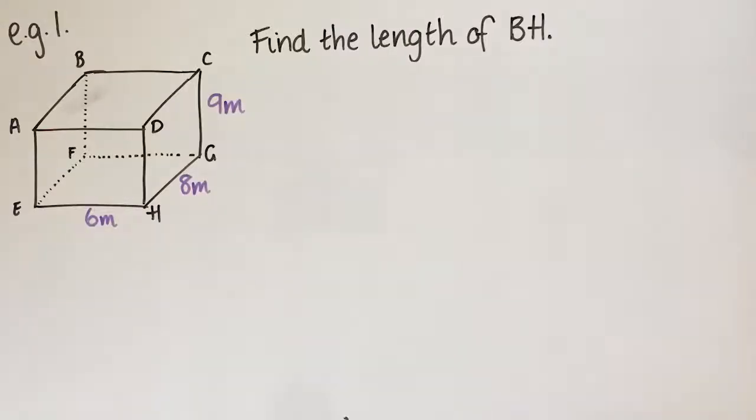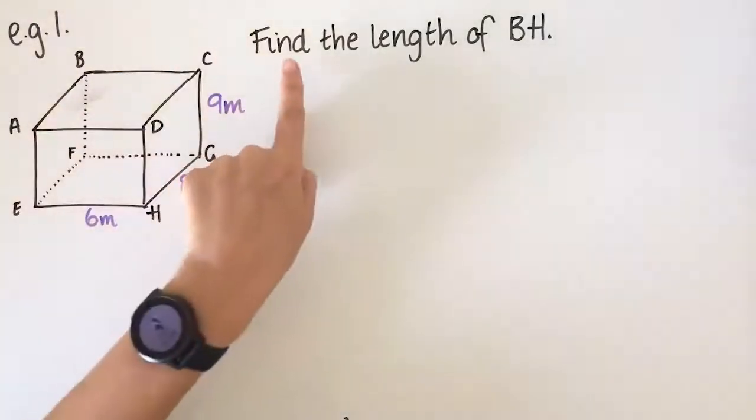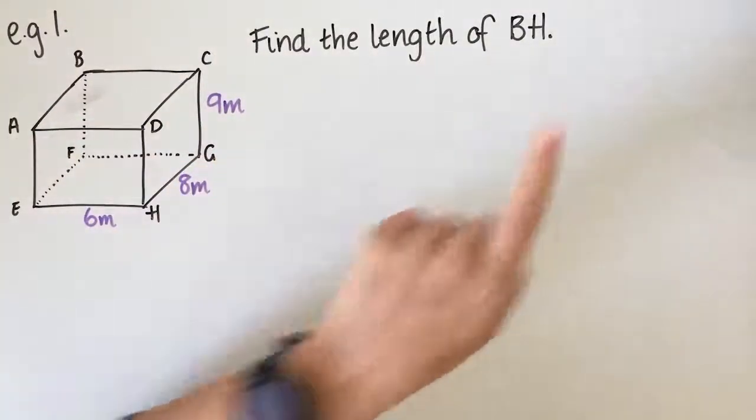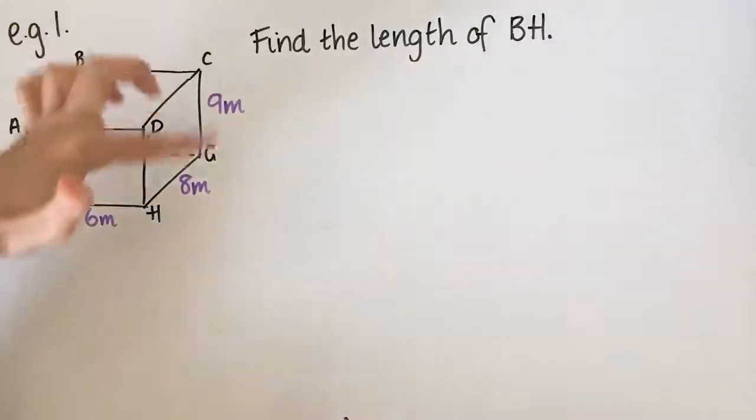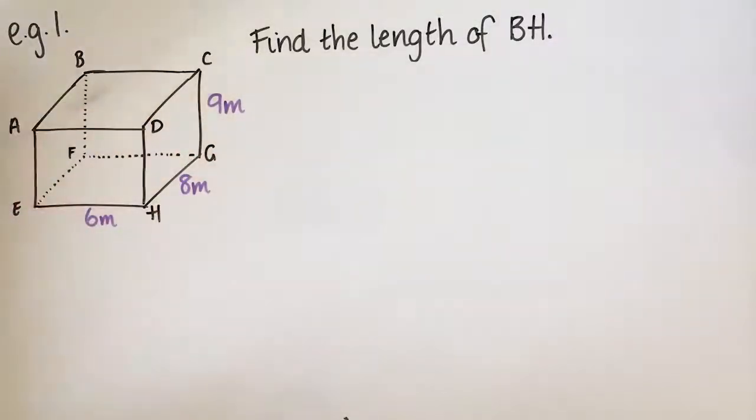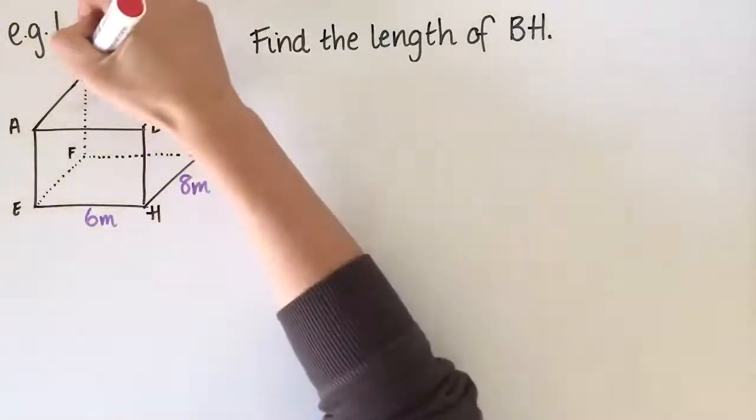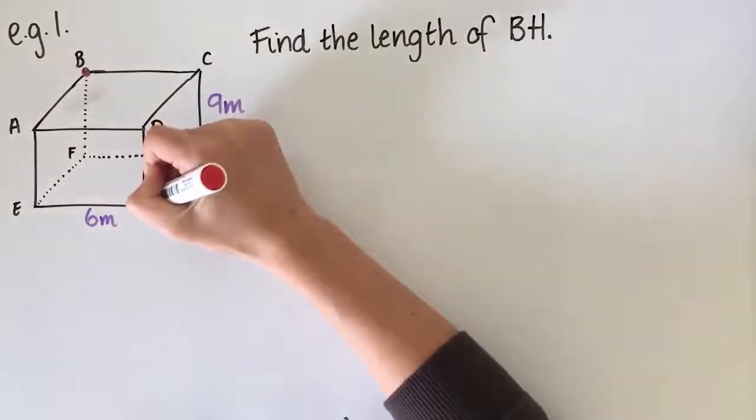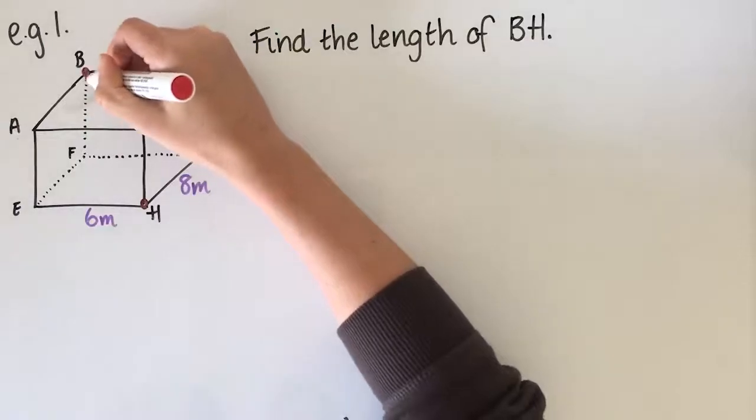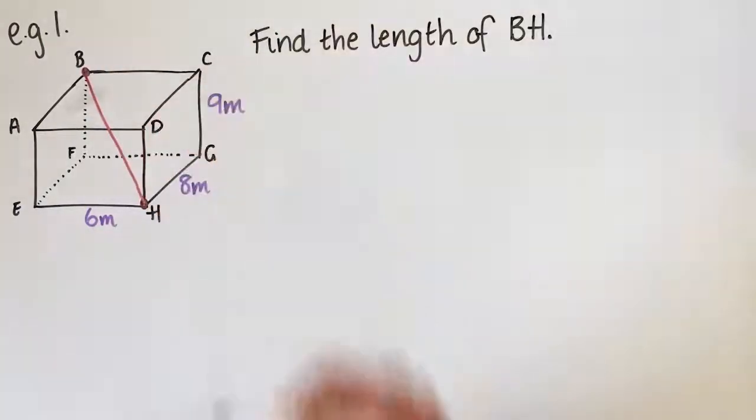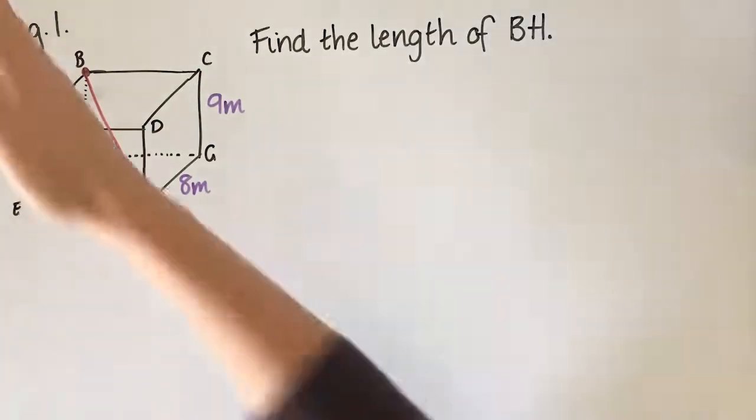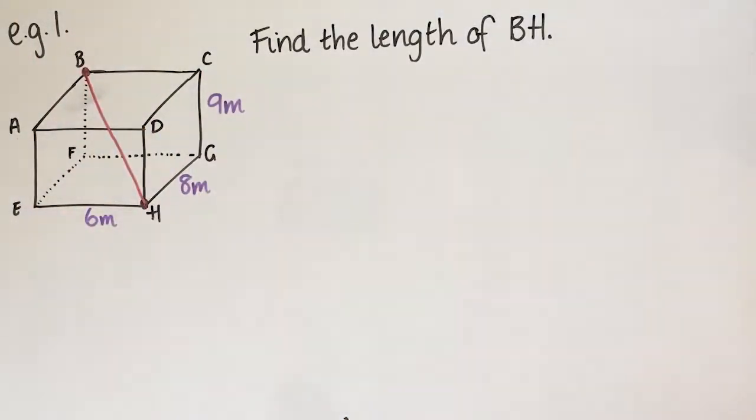For this first example, you can see what we've got here is a rectangular prism. And the question is asking us to find the length of BH. So you can see in this rectangular prism that our vertices have been labelled. And if we find B and we find H, the length BH is going to be the length that runs in a straight line from B to H. Now you can see that actually cuts through the middle of our rectangular prism.